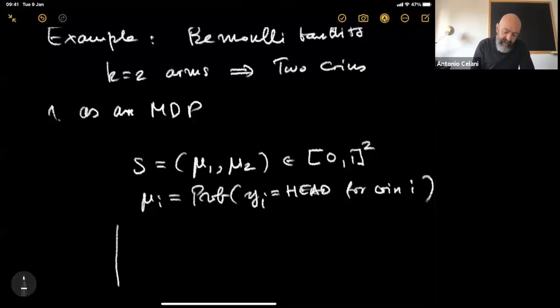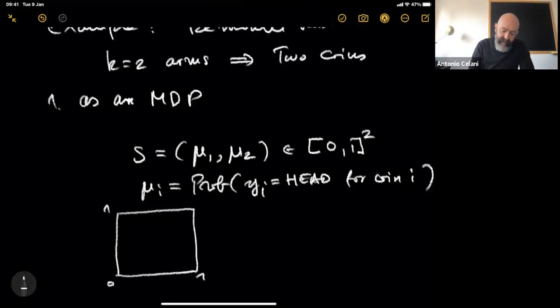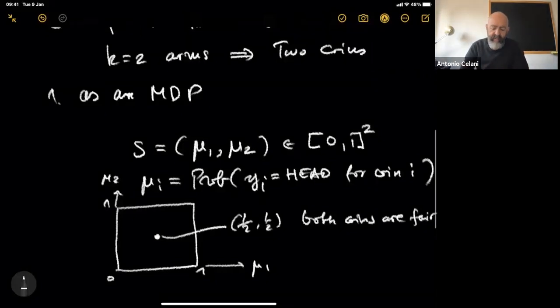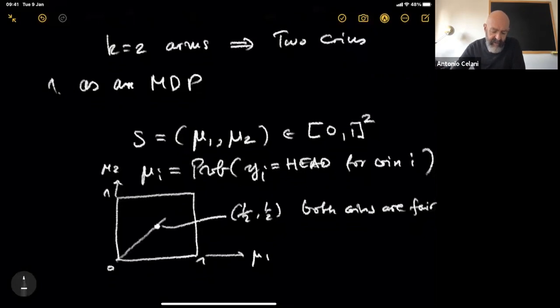So graphically, the state space is like this, 0, 1, 0, 1. So if both coins are fair, you're just sitting here in the middle, okay? So this point here, one half, one half, means both coins are fair. Of course, this is not particularly interesting as a decision-making problem, because whatever you do, on average, you win half of the times. So there's no choice. The important things happen when there is a choice. So if you draw the diagonal here, on the diagonal sit all the situations in which the two coins have the same probability of winning. And for all of them, the decision making is trivial. There's not anything to decide.